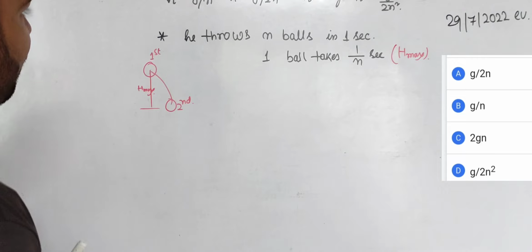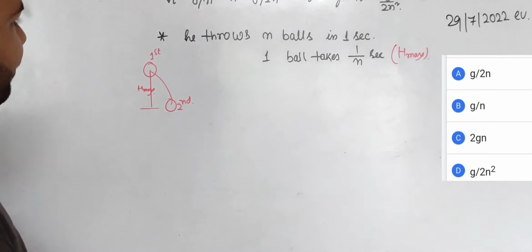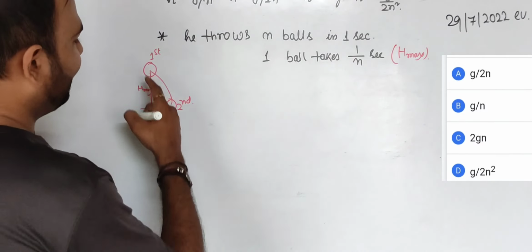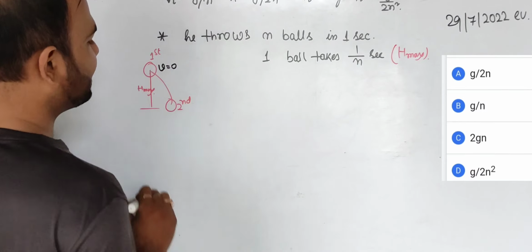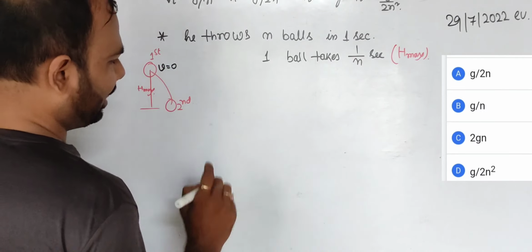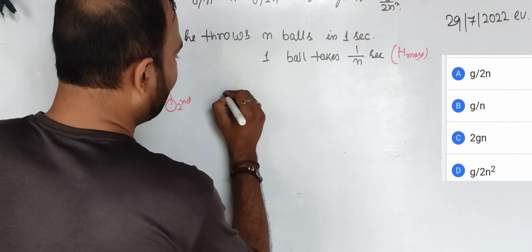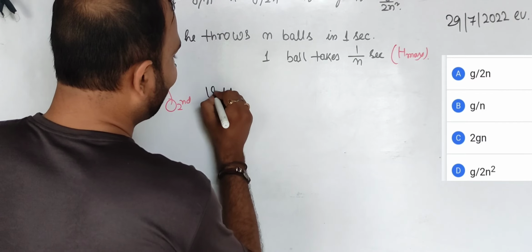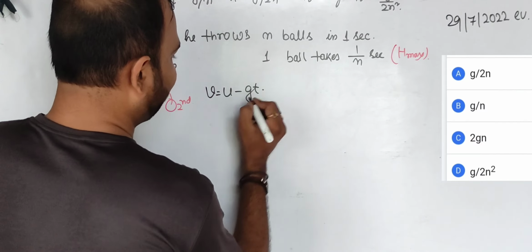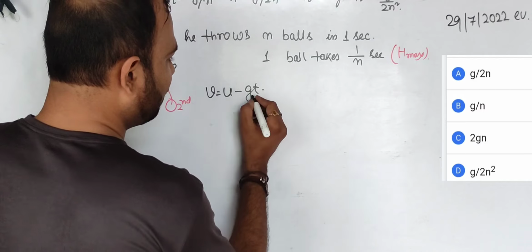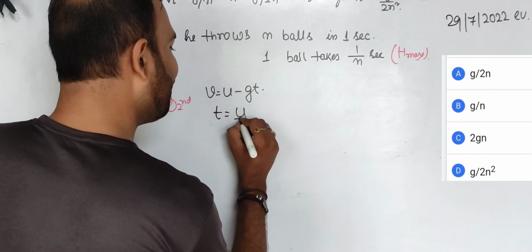Can we find the time? Yes. At the maximum height, v will be 0. Initial velocity will be u. So v equals u minus gt. Final velocity is 0, so the time will be t equals u by g.